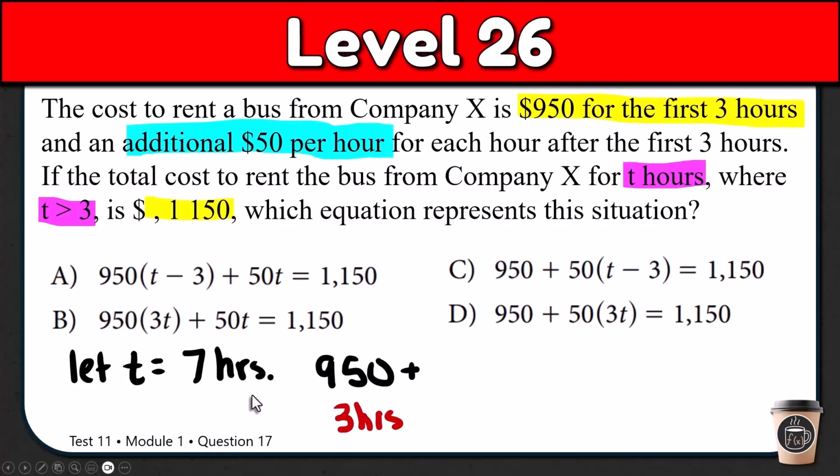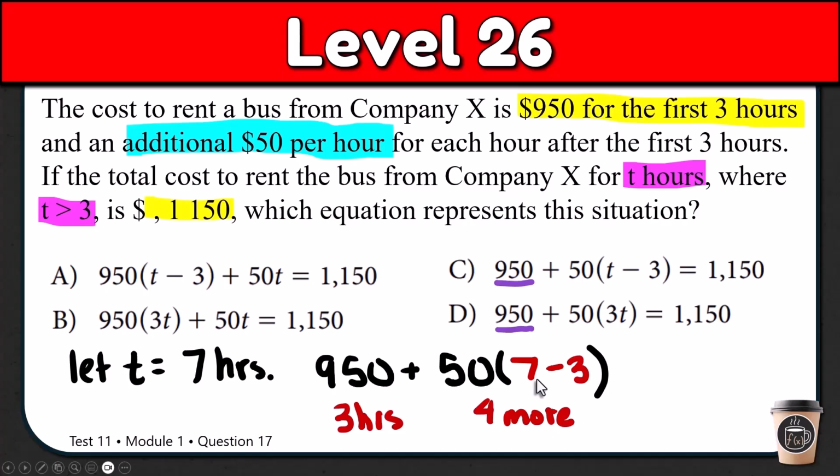So I know then I'd be paying $950 for the first 3 hours. So it wouldn't be A or B because they're multiplying. It needs to be a standalone price, plus, and then I'd be paying $50 for 4 more hours. So how do I get the 4? It would be 7 minus 3. So it would have to be my time minus 3. That makes the answer C.